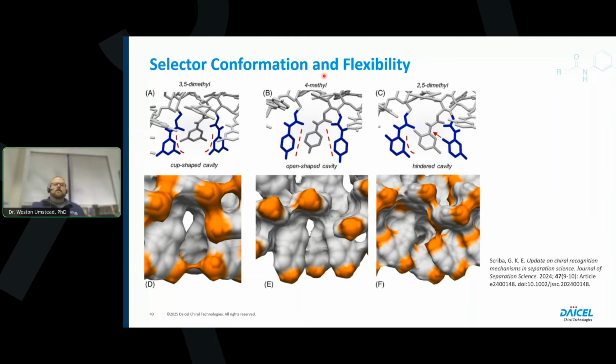But we look at something like 4-methyl, which is Chiralcel OJ, while we have really good access at the very opening of the pocket, it starts to narrow as we get into the core of that polymer. So we start to see a little bit of a restriction and maybe some size exclusion that can take place because of the shape of that binding pocket. Then you have something like 2,5-dimethyl, where it's more of a hindered cavity, which means that your shape has to kind of approach on a specific angle in order for entry into that binding groove. So chiral conformation flexibility plays a large role in an ability for a separation to take place, not only because of the solvent, but the shape of the chiral groove changing as well.